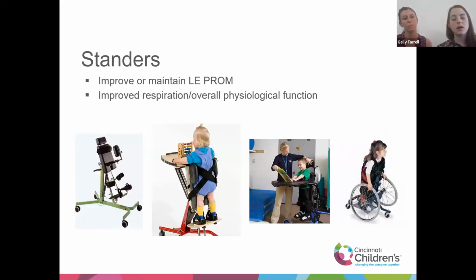Finally, I would like to talk about something called standers. These are really helpful for individuals who are not walking by themselves in order to get into that upright position. There's been a lot of research finding that being in a stander for 60 minutes a day can improve what we call lower extremity passive range of motion, which is that acronym on the first bullet. We have also found that this is really beneficial for overall respiration and physiologic function.